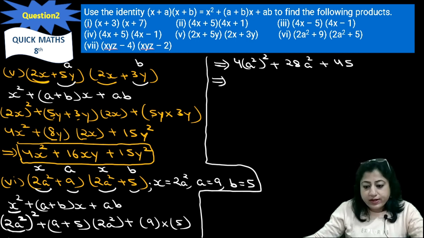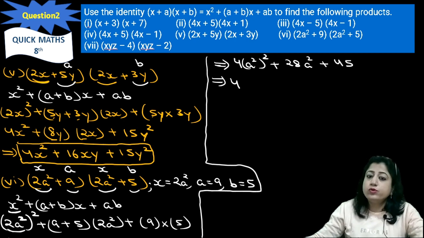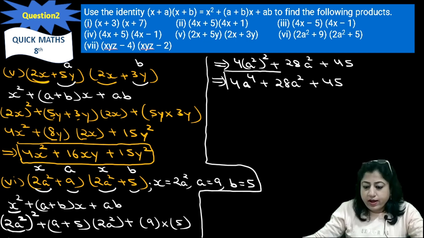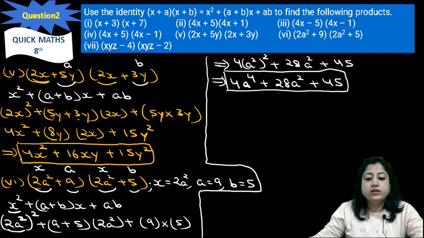So it will be quite easy. 4 is here. A raised to power 2 into 2, power of power. So a will be 2 multiply 2, that is 4, plus 28a square plus 45. So this is the required algebraic expression we have obtained from part 6.